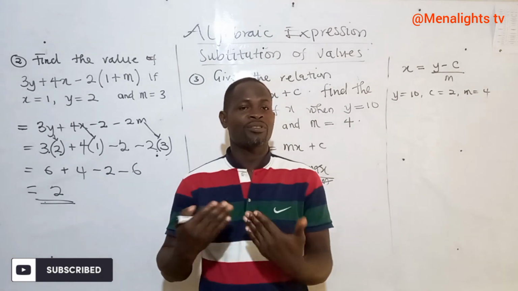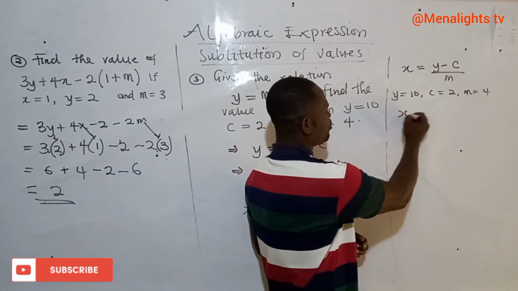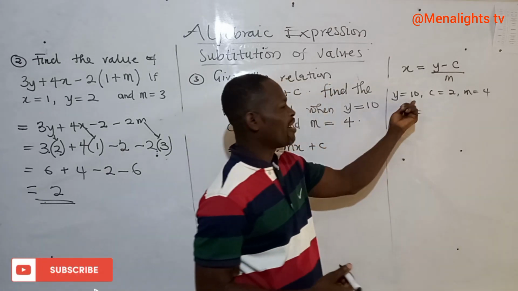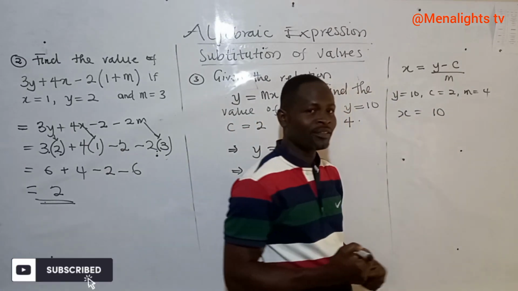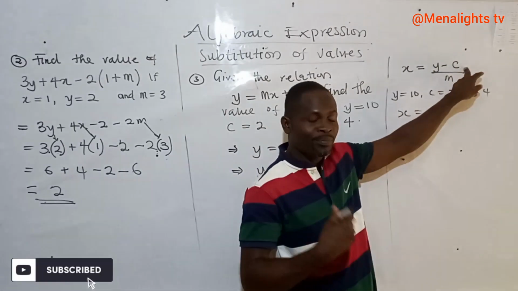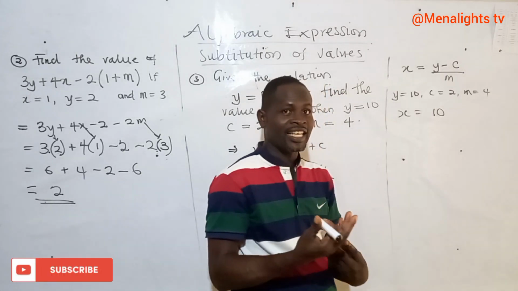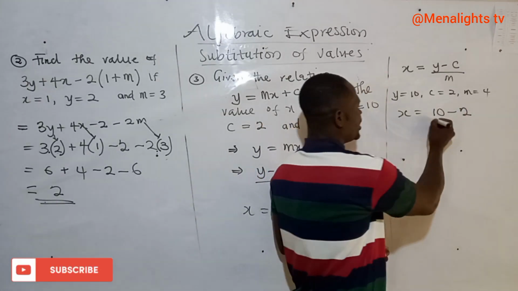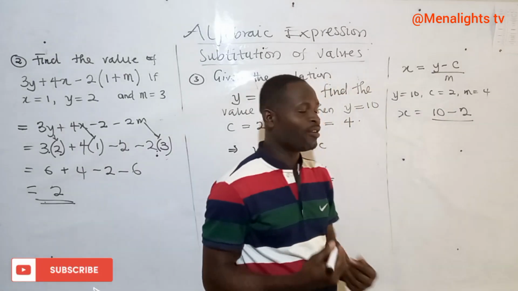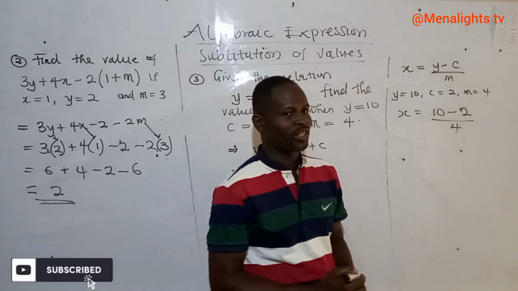Now we are going to substitute the values in. So x is equal to y. The value of y here is what? Is 10. So we are going to replace it with 10. Then c, we are going to replace with the value of c, which is 2. And mind you, the c is negative. So minus c, which is 2. Then divided by m, the value of m is what? Is 4. So the 4 under it as well.